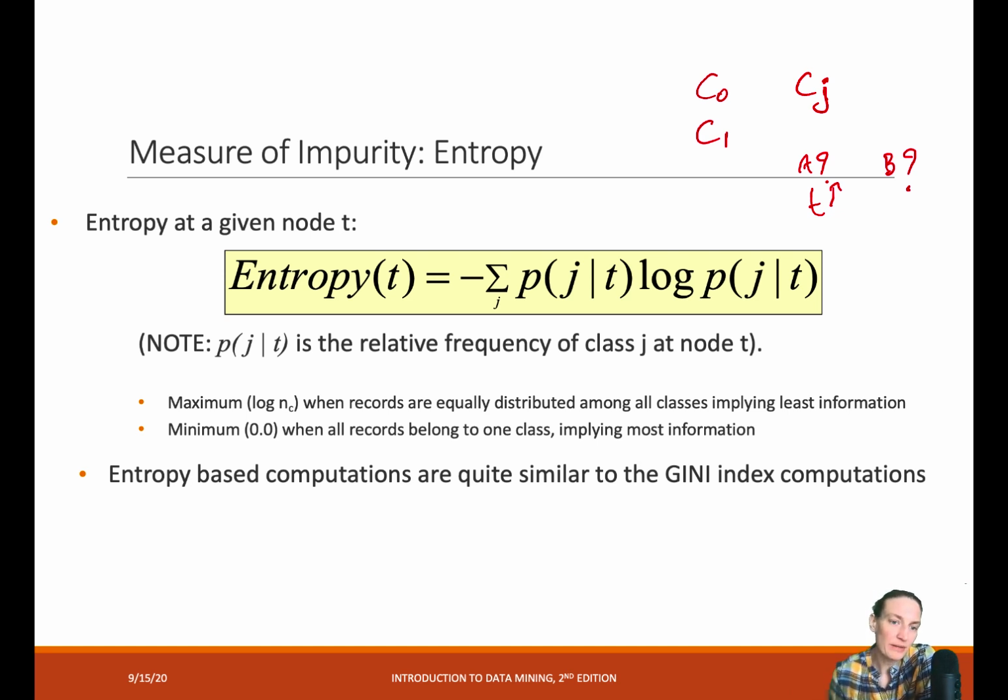So notice that entropy-based computation are very similar to the Gini index computations, what we will see a few slides from now. Okay. So the maximum log NC is when all records are equally distributed among all classes, implying the least information. So we get the maximum entropy value when we have something like C0 equals 10 and C1 equals 10. There's no information here. You have 50% chance of being either class. If you have a minimum value, 0, then that means we have the highest amount of information. It could be something like C0 is 20 and C1 equals 0. Then you know all the information that all instances belong to class 0.